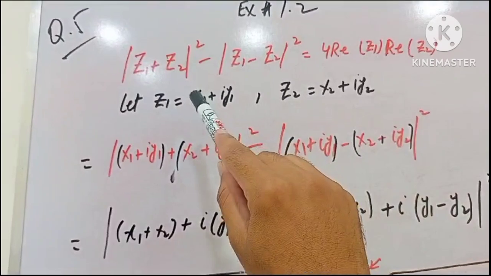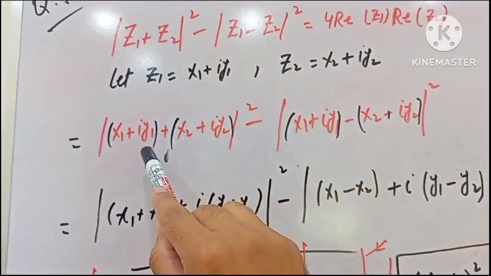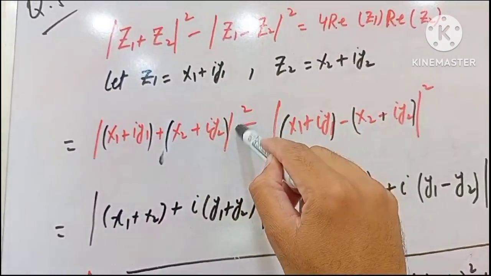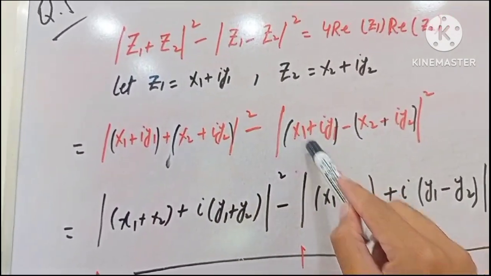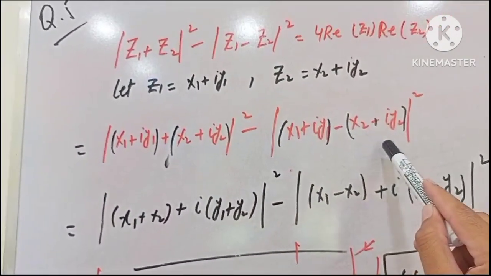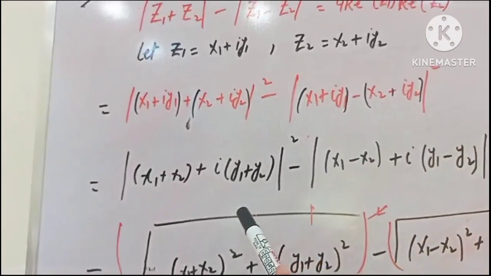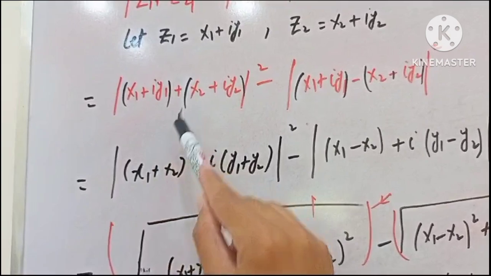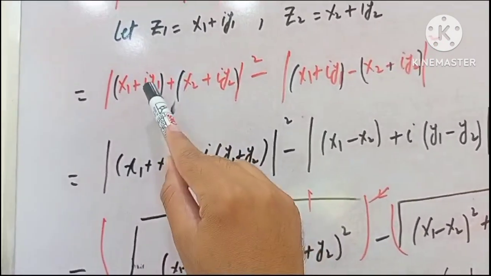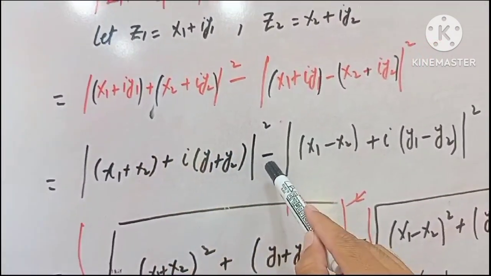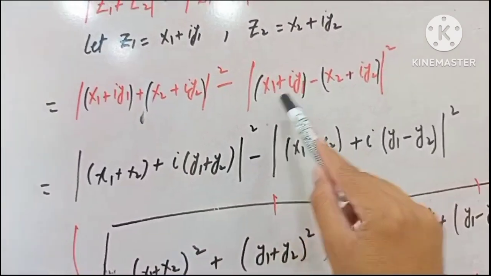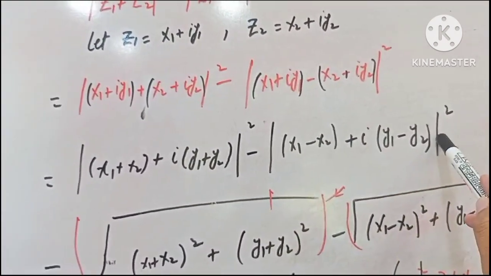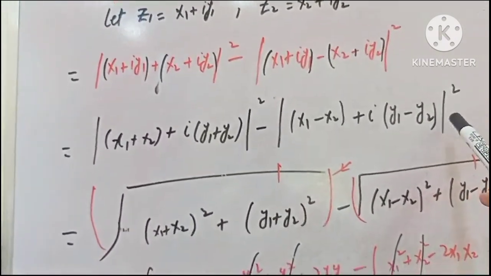Putting the values of z1 and z2 in the above equation: |(x1 + iy1) + (x2 + iy2)|² − |(x1 + iy1) − (x2 + iy2)|². Now we are separating real and imaginary parts. Here the real part is x1 + x2 and the imaginary part is y1 + y2, magnitude squared, minus the real part x1 − x2 plus i times the imaginary part y1 − y2, magnitude whole squared.